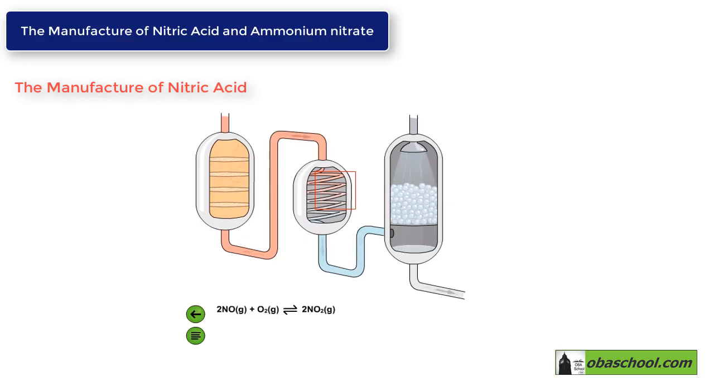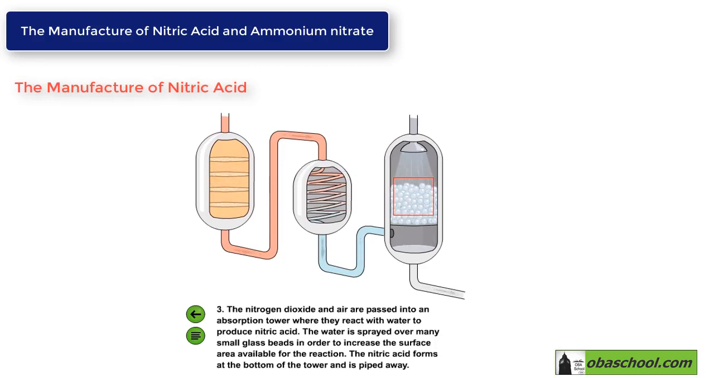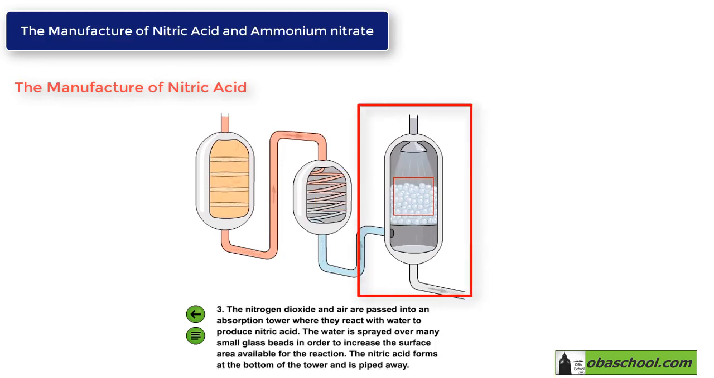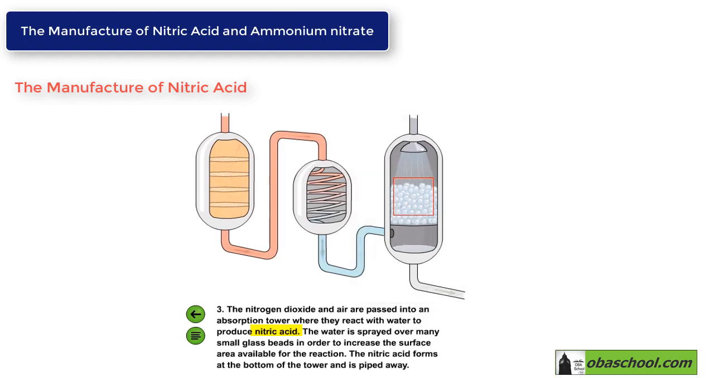Remember that our aim is to manufacture nitric acid. The nitrogen dioxide and the air are then passed into an absorption tower that you can see in this simulation here, where they react with water to produce nitric acid. The water is sprayed over many small glass beads in order to increase the surface area available for the reaction. Increasing the surface area speeds up the reaction. The nitric acid forms at the bottom of the tower and then it's piped away.